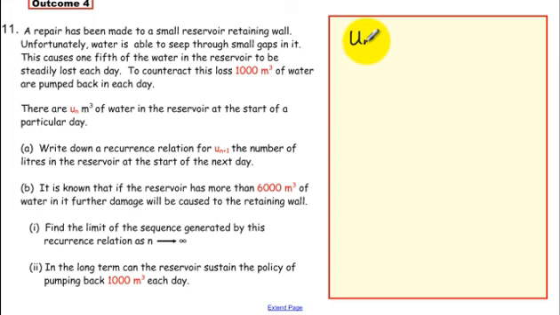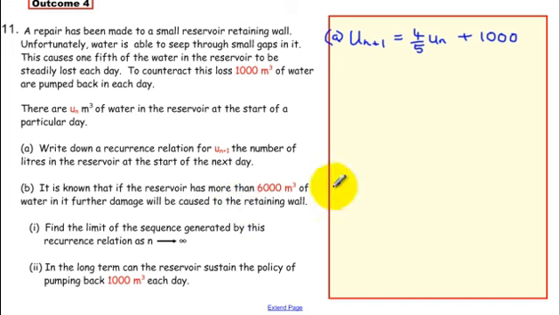So, Un+1. Now, if 1/5 of the water is lost each day, that means 4/5 of the water is left. So we would multiply the previous day's amount by 4/5. So that would be 4/5 Un. We're told that to counteract the loss, 1,000 metre cubed of water are pumped back in each day. So we would then add 1,000. And this would tell us the amount in the reservoir the next day. This is the answer to part A.